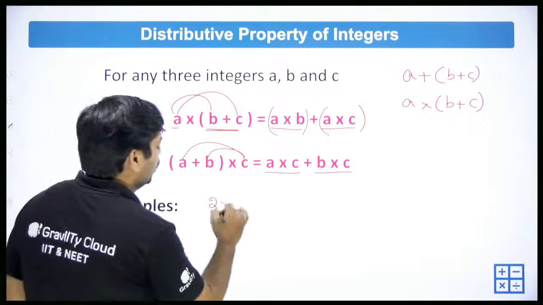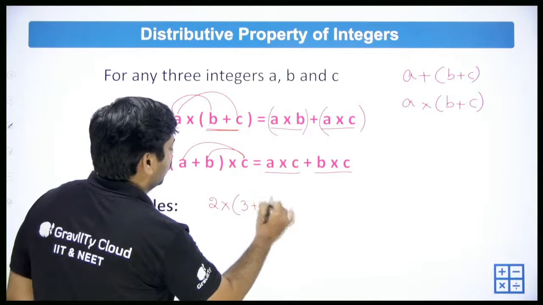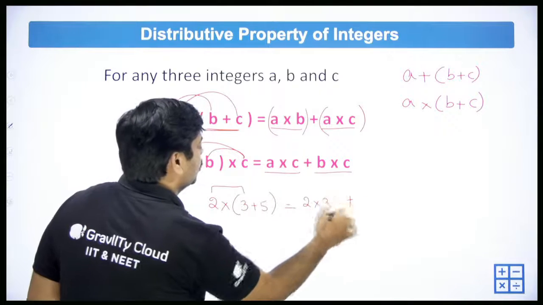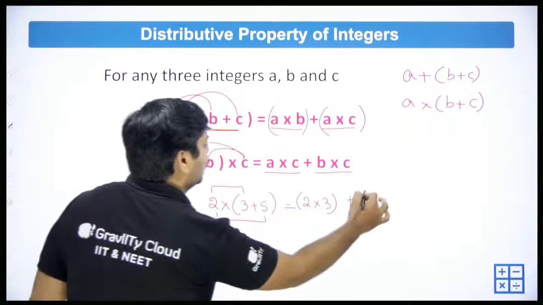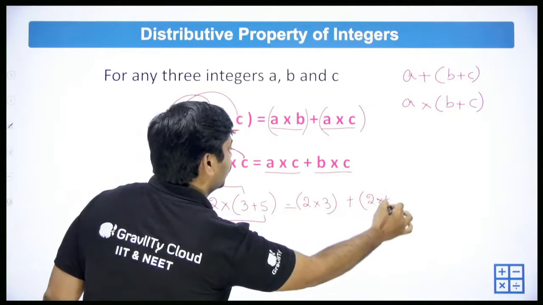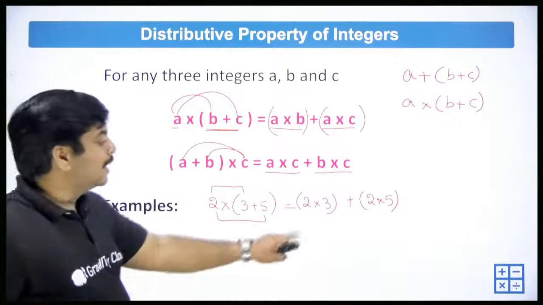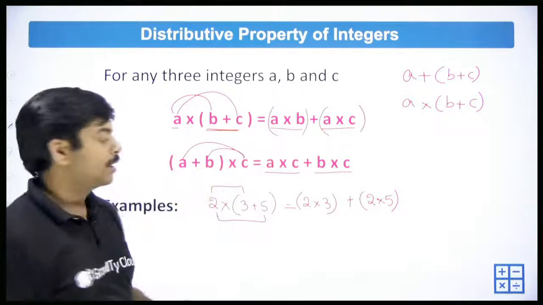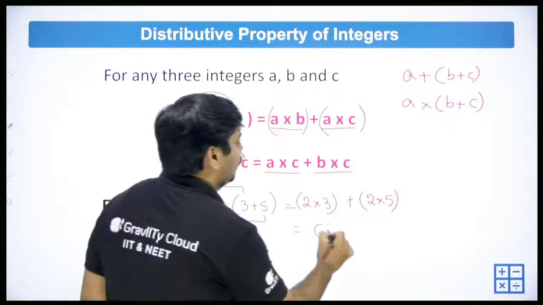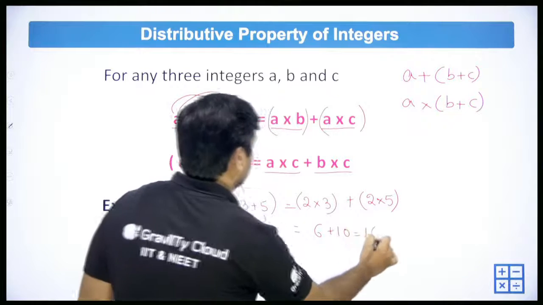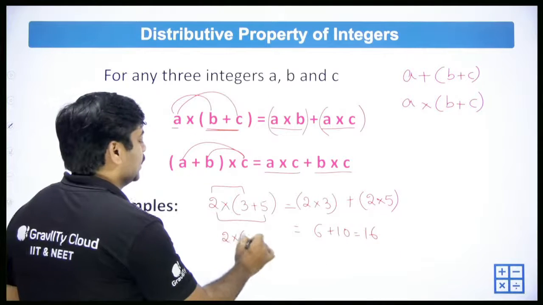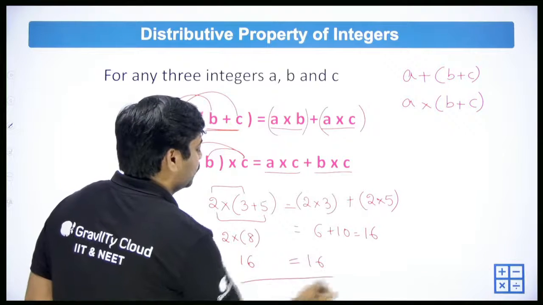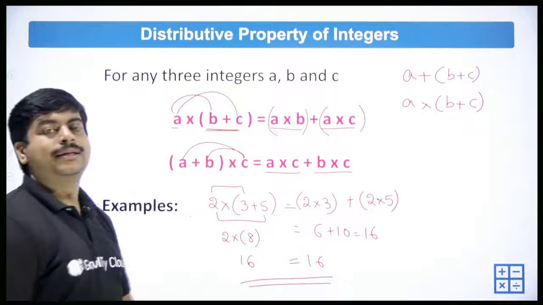If you have 2 into 3 plus 5, that will be equal to 2 into 3 plus 2 into 5. 2 into 3 plus 2 into 5. Don't again use the addition or plus symbol in between them. It is multiplication. So 3 2s are 6 plus 5 2s are 10. So that will give you 16. This is 2 into 5 plus 3 is 8. 8 2s are 16. So 16 and 16, these two will be equal.